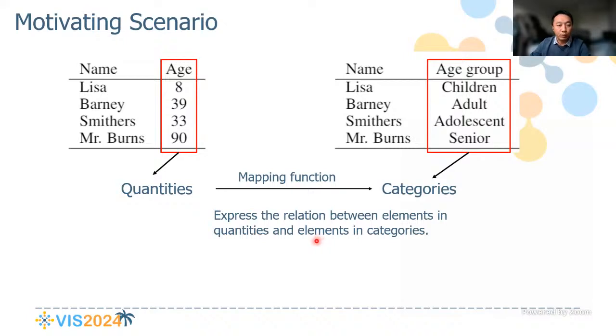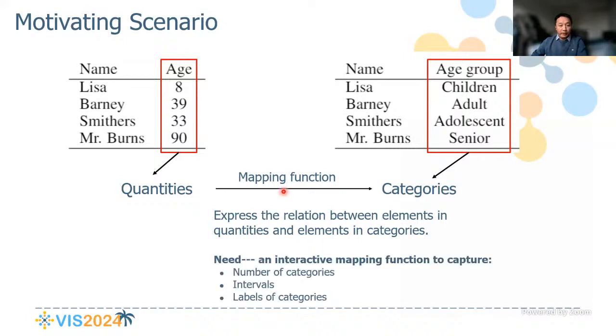So in this process, there is a need for an interactive mapping function to capture some information such as the name of categories, the intervals, the labels of categories, and so on.